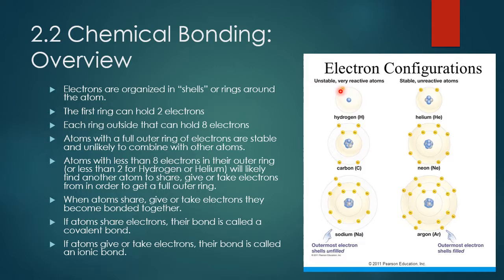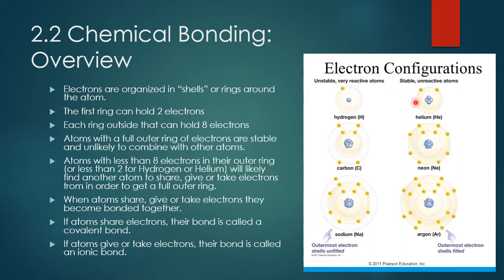Now hydrogen just has 1 electron, and what an atom would like to have to be the most stable is 2 electrons in this first ring. So hydrogen only has 1 electron, so it's not very stable and it's very reactive. That means it will like to combine readily with other atoms.